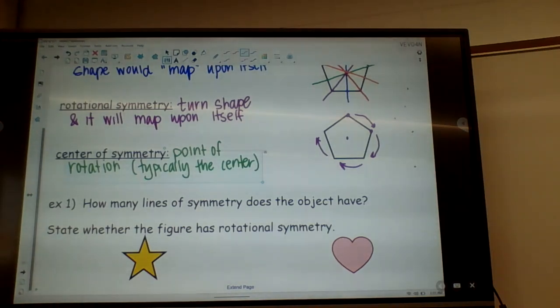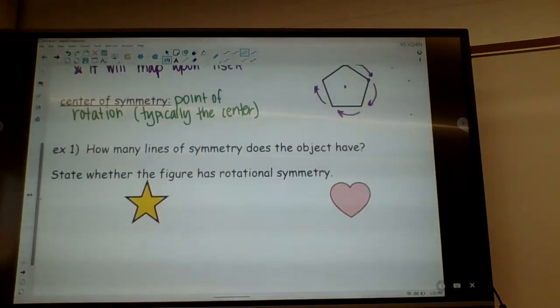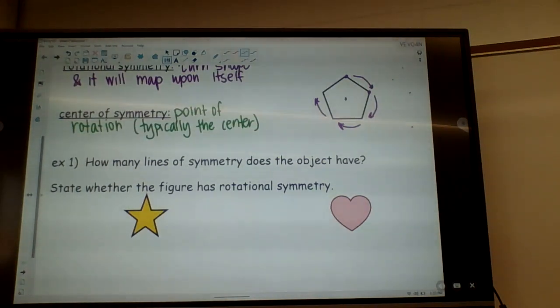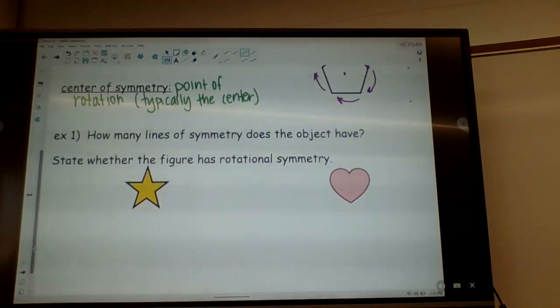So looking at example 1, we're talking about how many lines of symmetry the object has. So we have a star and a heart there, and then it says state whether the figure has rotational symmetry. So can I rotate the shape and will it be the same shape again? If you guys want to take a minute to look at that. So how many lines of symmetry, and then does it have rotational symmetry, and maybe think about how many times it can be rotated.